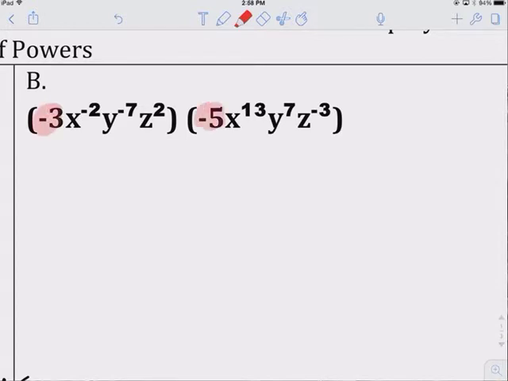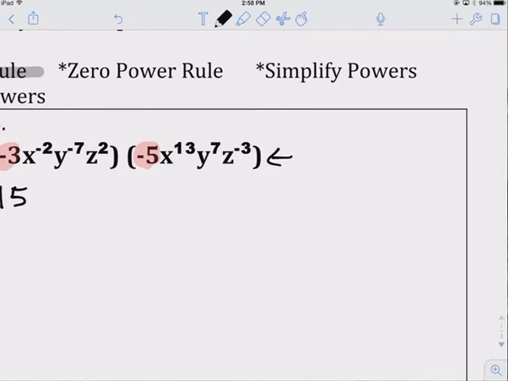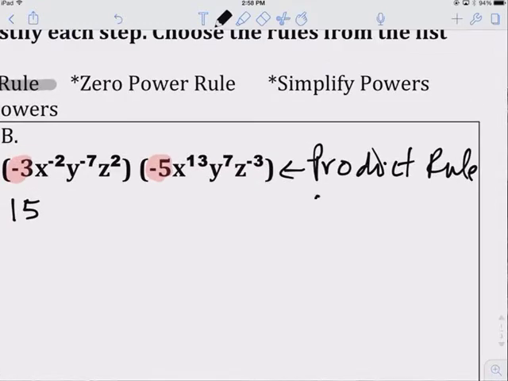Negative 3, negative 5, positive 15, right? What are we doing? Product rule of powers. Product is the answer to multiplication. Product rule of powers.